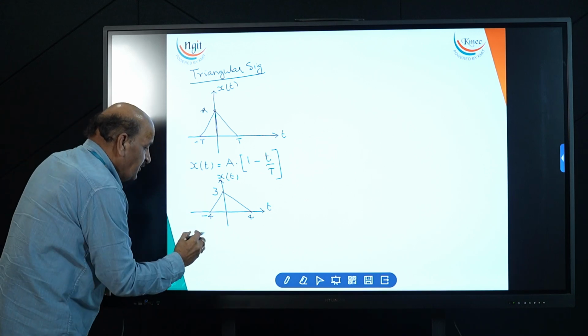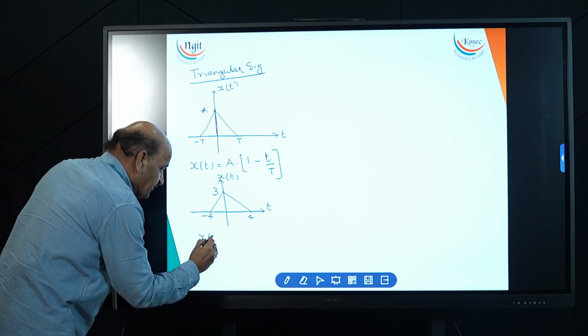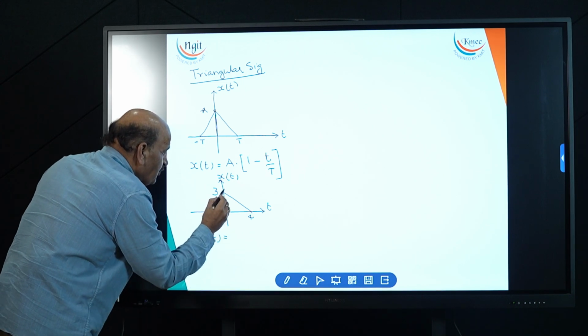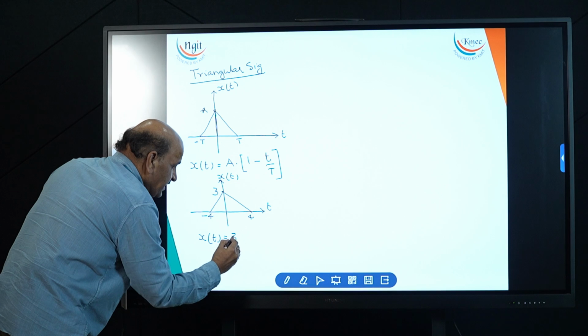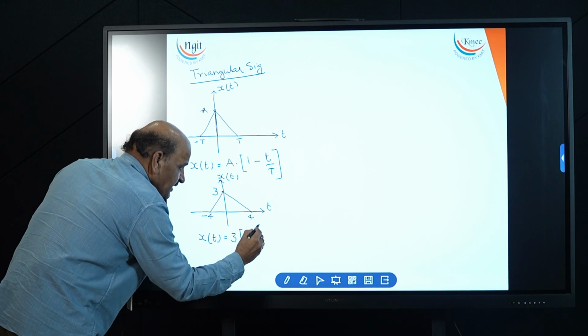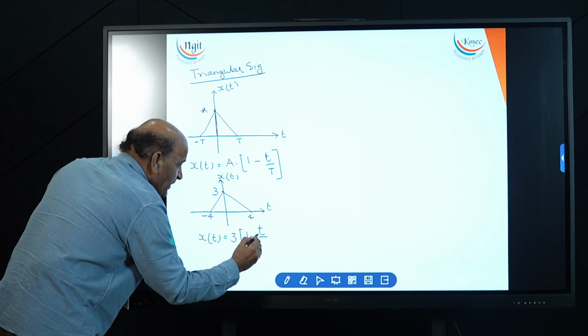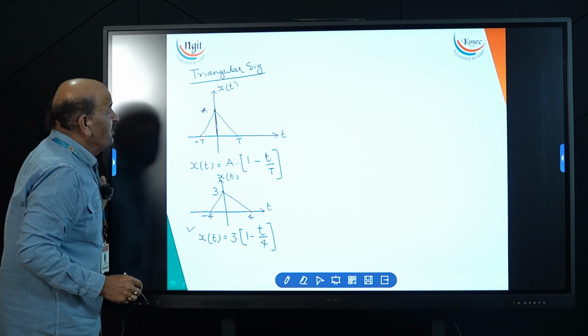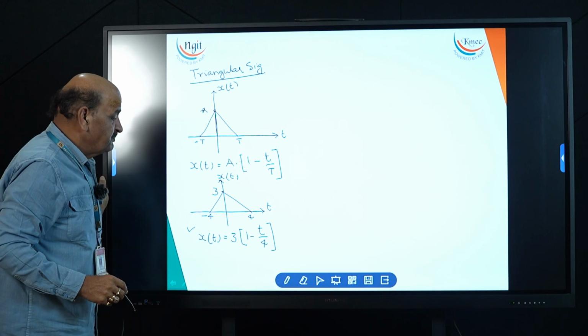So in this case you have to find that x of t is equal to amplitude. Amplitude means how much? Here 3. 3 times 1 minus independent variable t by 4 only. This is the mathematical representation of triangular signal.